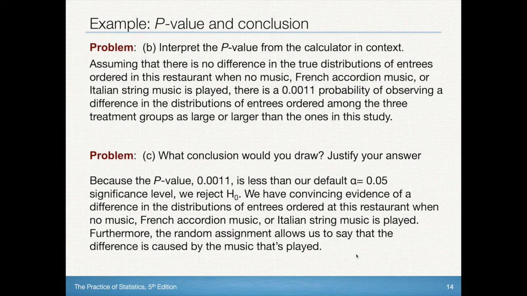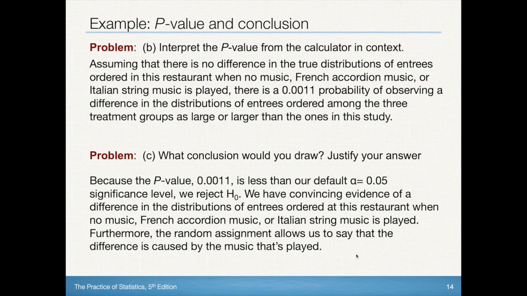So if we're going to interpret the p-value from the calculator, we can see that if there is no difference in the true distribution of entrees ordered, so remember that this was our null hypothesis, then there is a 0.0011 probability of observing a difference in the distributions of entrees ordered. So notice that the first thing we do is assume the null hypothesis is true. And given that, here is the probability that there is a difference.